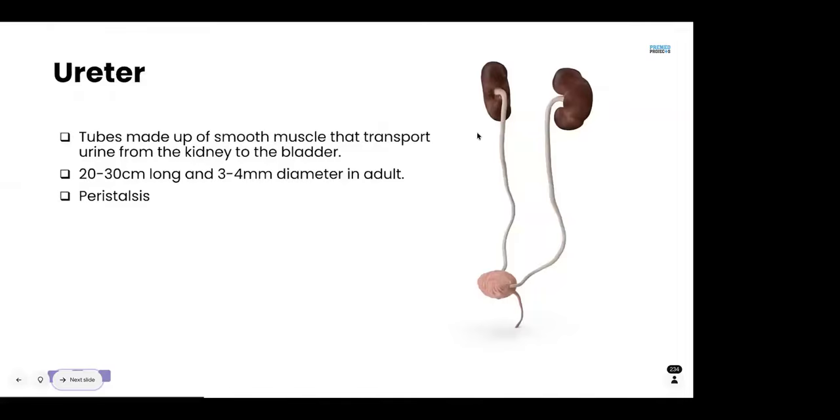But essentially, the takeaway is that kidneys help regulate blood pressure. Then we'll look at the ureters. Ureters are tubes made of smooth muscle that transport urine from the kidneys to the bladder, and they are around 20 to 30 centimeters long and 3 to 4 millimeters in diameter in adults. Urine flows in them through a process called peristalsis, the same way food moves in your alimentary system, your digestive system. So it moves through sequential contraction of the smooth muscle.